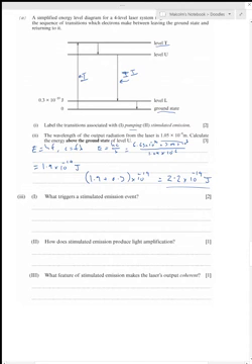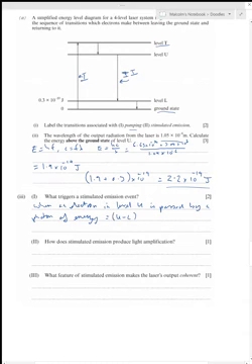So what triggers a stimulated emission event? When an electron in level U is passed by a photon of energy equal to U minus L, which causes it to fall to L. Causing that electron to drop to level L. That should secure us 2 marks.